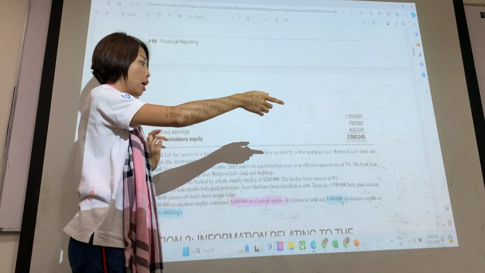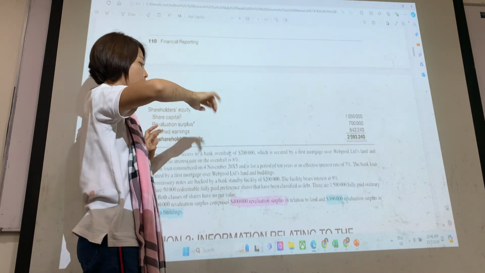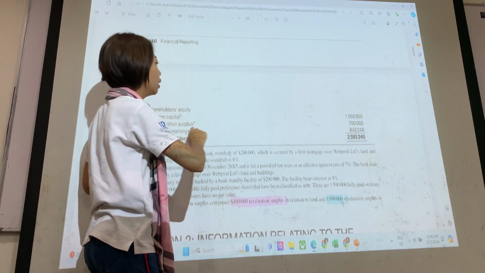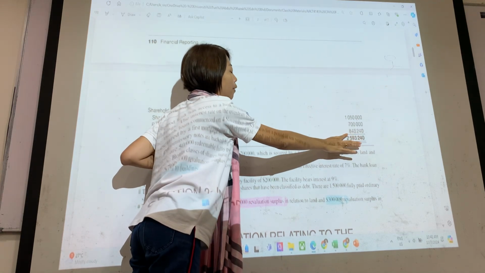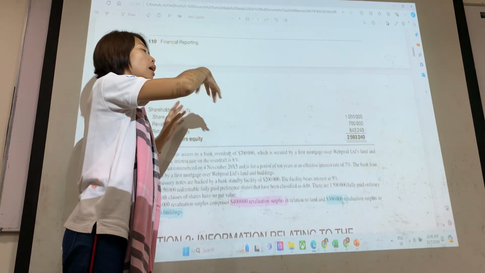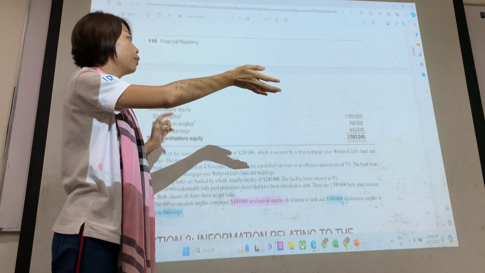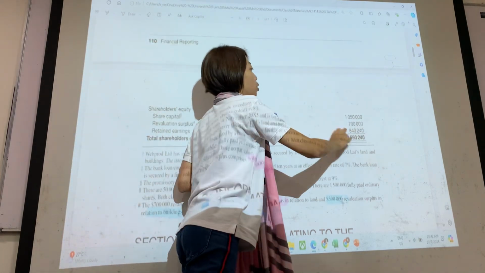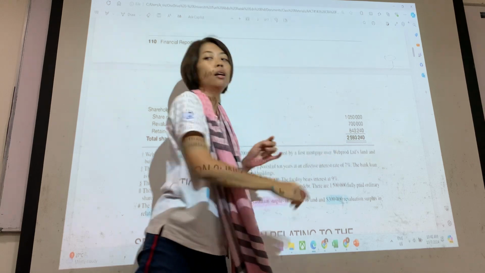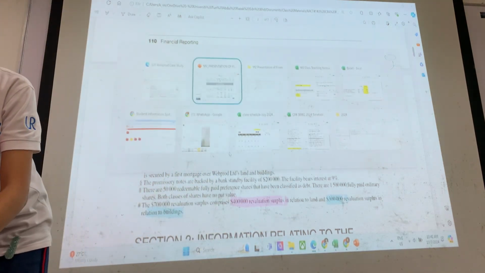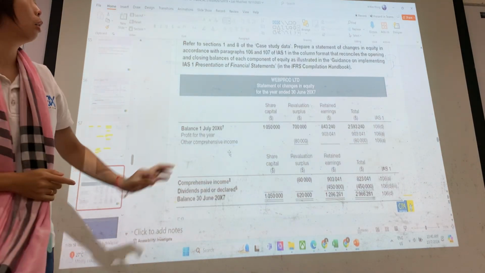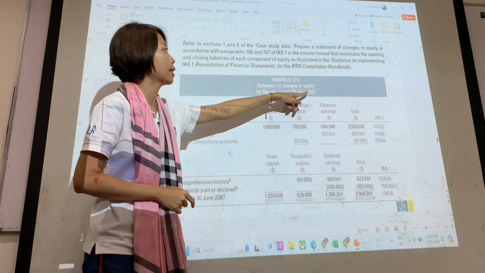That's why if we have a movement of a 70,000 drop, that one is okay. And then retained earnings brought down is 843,240. Then you learn how to use this to prepare your statement of changes in equity. So for your statement of changes in equity, you start from your brought down, and then you see your PowerPoint slide answer. So we are now in X7.